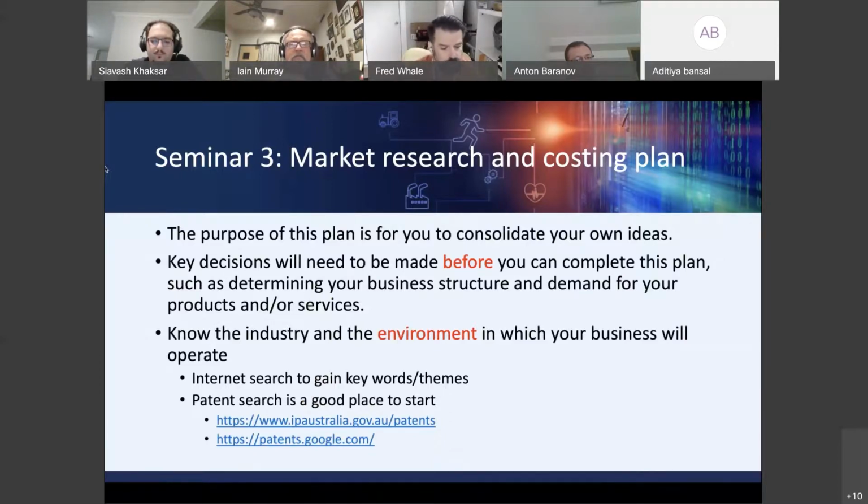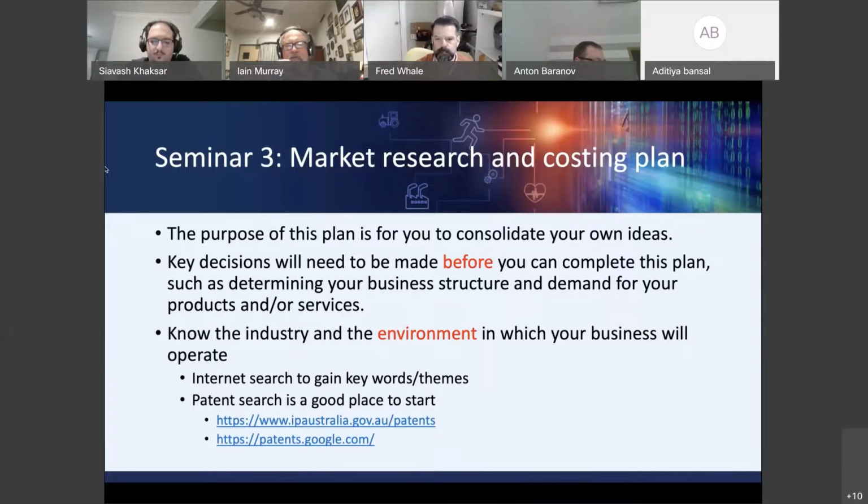Key decisions will need to be made before you can complete this plan, such as what sort of business are you in? Are you going to be a sole trader? Are you going to manufacture this yourself? Are you going to partner with another organisation? And many other things. And that will influence very heavily the business plan that you're coming up with.